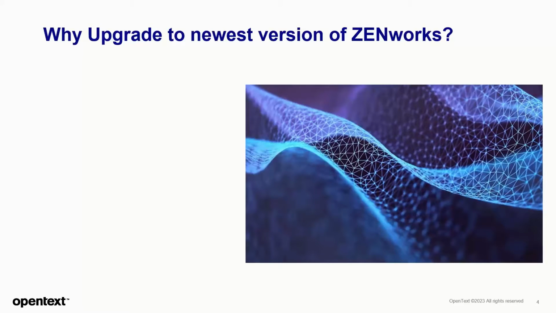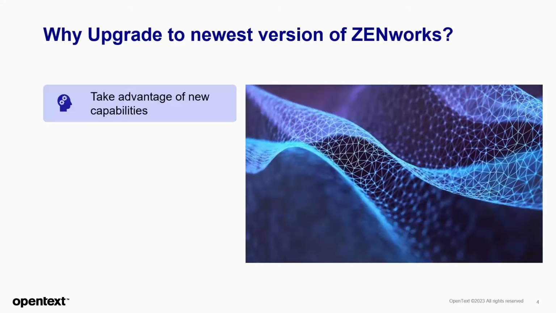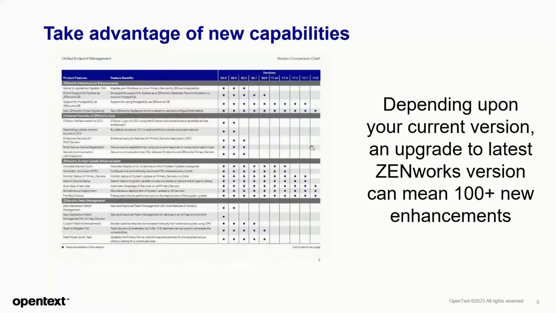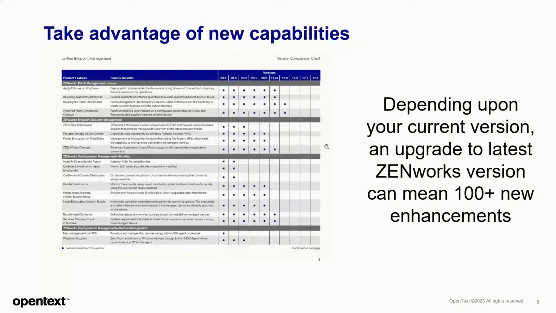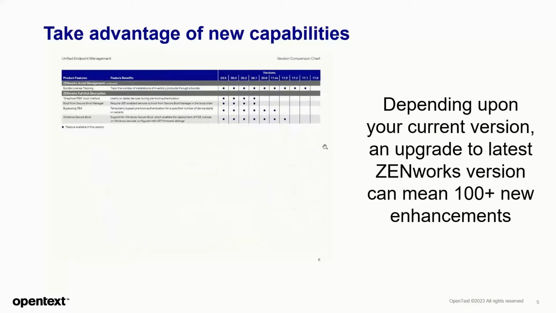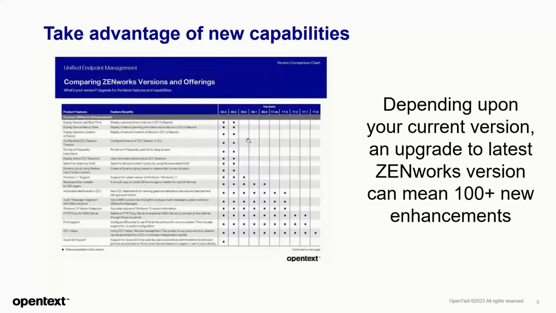The first being to take advantage of new capabilities available in newer versions. By being on the latest version of ZENworks, you can take advantage of new capabilities which are available. Depending upon how far behind your ZENworks version is, an upgrade to the latest version can mean over 100 new, big and small enhancements. With so many enhancements, you may just find the one you have always wanted. So let's talk about a few features which are present in the latest versions of ZENworks.